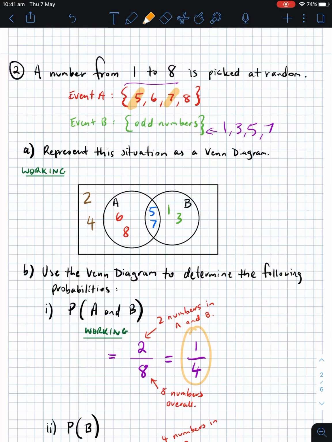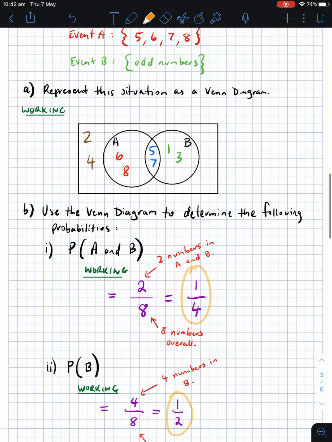And now once I've done that, I've got to think to myself, well, I've dealt with 6, 8, 5, 7, 1 and 3. Which numbers haven't I dealt with from 1 to 8? And the answer there is 2 and 4. So 2 and 4 are in neither A or B. So therefore they go on the outside. And then we're done. Okay, so moving on. I'll just get rid of those. Okay, so use this Venn diagram to determine the following probabilities.